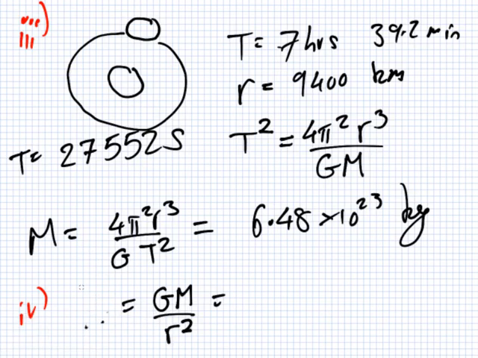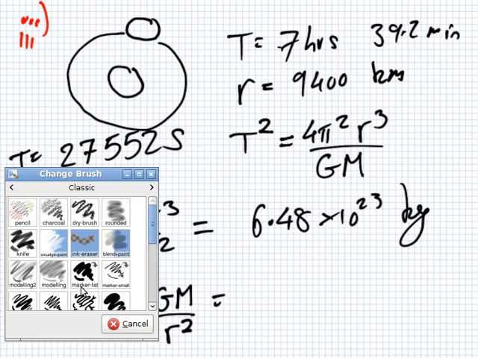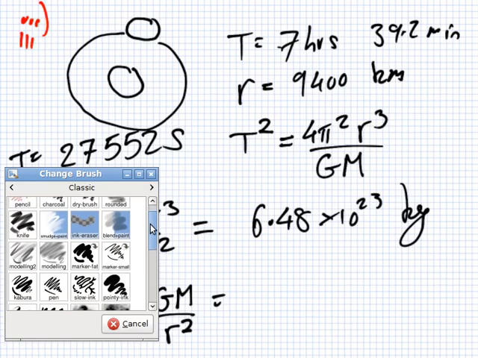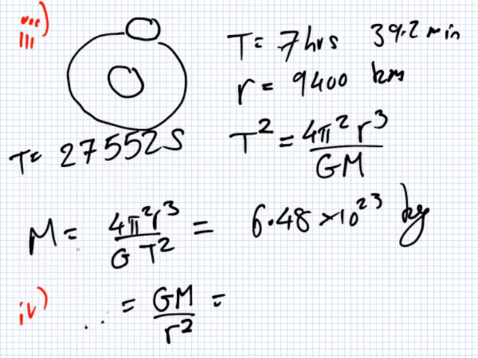Oh, come on, pen. Isn't that the formula, or is there a square? I'm not sure. There is a square, is there? Are you sure? Is it GM over R? But there is a square. Okay, let's do it till we find out. That's okay. It is a square.